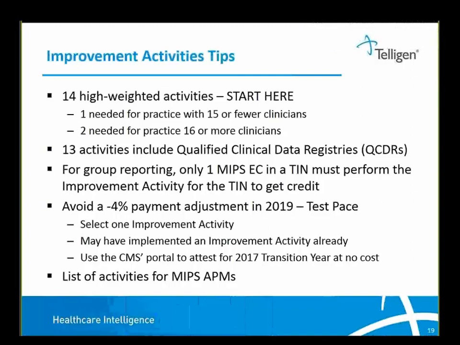And if you happen to get to choose a high-weighted activity for your practice with 15 or fewer clinicians, you wouldn't need to work on another activity. So otherwise, if you have 16 or more clinicians, you would just need to report on one more high-weighted or 2 medium-weighted activities. Now, another point to keep in mind is there are 13 activities of the 92 with which a qualified clinical data registry is emphasized.